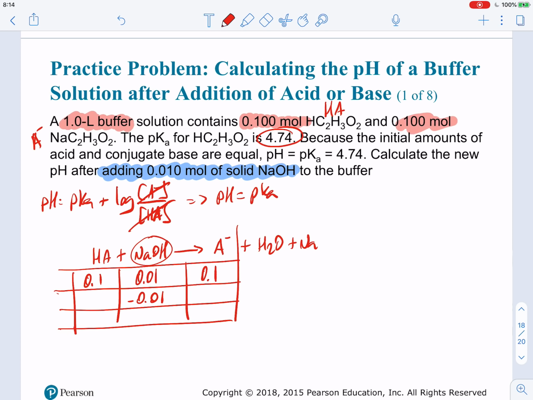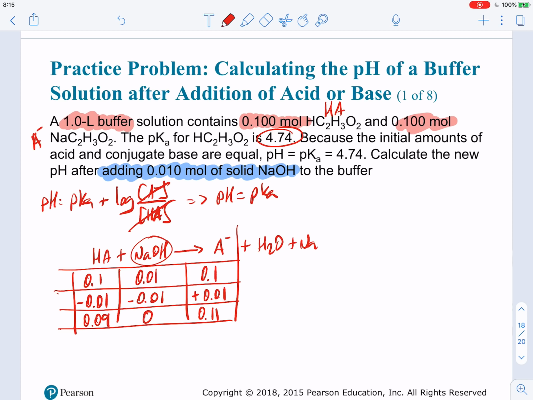0.01. And because the stoichiometry is 1:1, if you consume the acid, then the change for the acid is minus 0.01, and you generate the base, so for the base the change is plus 0.01. At the end, this means that you have nothing left of the sodium hydroxide. You decrease the acid by 0.01, so you end up with 0.09, and you increase the conjugate base by 0.01, and now it's 0.11.